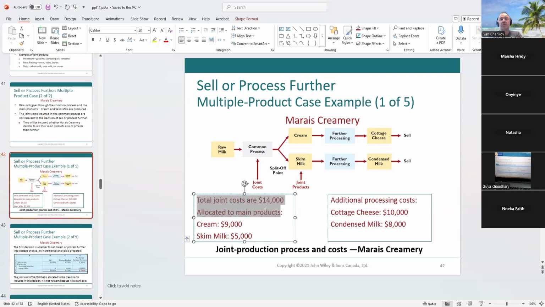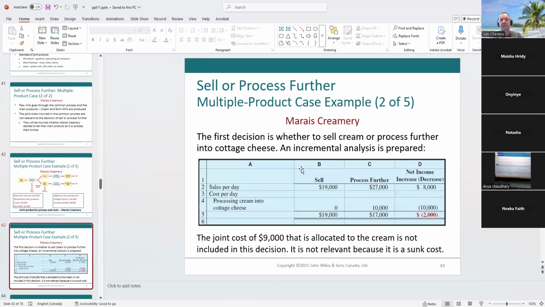Again, the joint costs are not relevant. We're only going to consider the additional processing cost when making the decision: should I go with skim milk, condensed milk, sell it as cream, or go with the cottage cheese? If we want to go from cream to cottage cheese, we have to spend 10,000 additional. If we want to move from skim milk to condensed milk, we have to spend 8,000 additional. Now, let's see the first one.